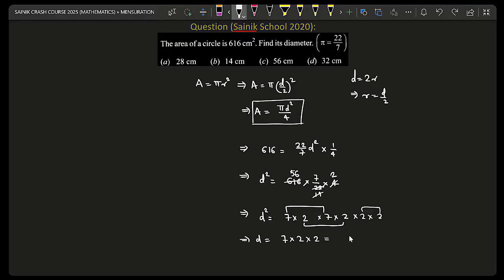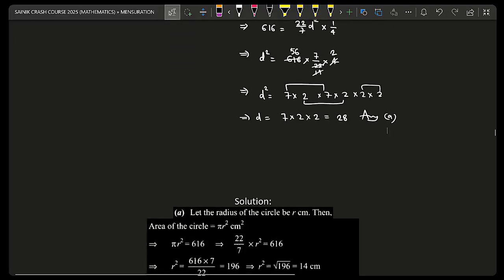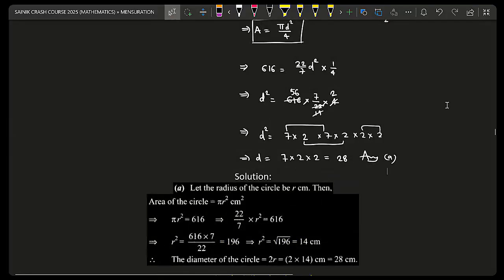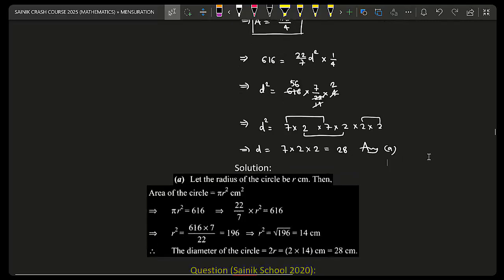So 7 into 2 into 2, what is the answer? Sir, 28. Yes, 28 is the diameter. We got the answer. Which option? Sir, option A. Yes, option A. Harini, you can mute. So the diameter of the circle we got is 28. In the textual solution, they found the radius first and then doubled it to get the diameter. But we can also do it directly. The direct relationship is area is equal to pi d square by 4. So you can use that as well.